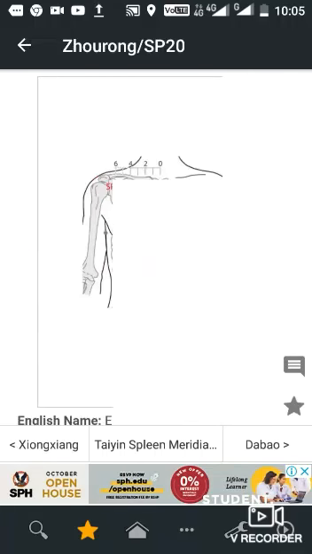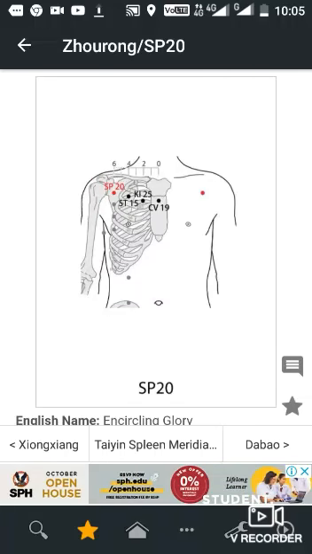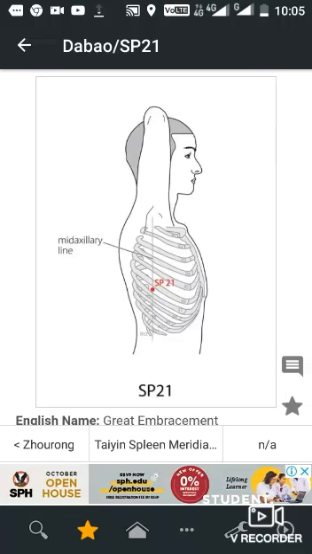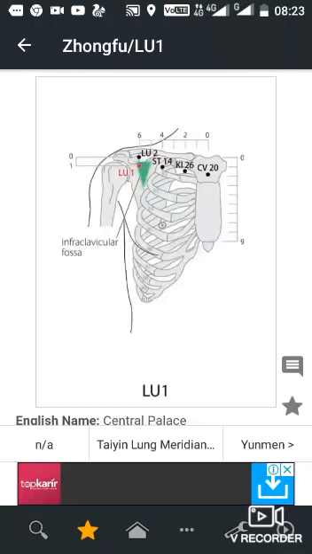Next, spleen 20. In the second intercostal space, 6 cun lateral to the anterior midline. Next, spleen 21, on the mid-axillary line in the 6th intercostal space. Lung meridian.